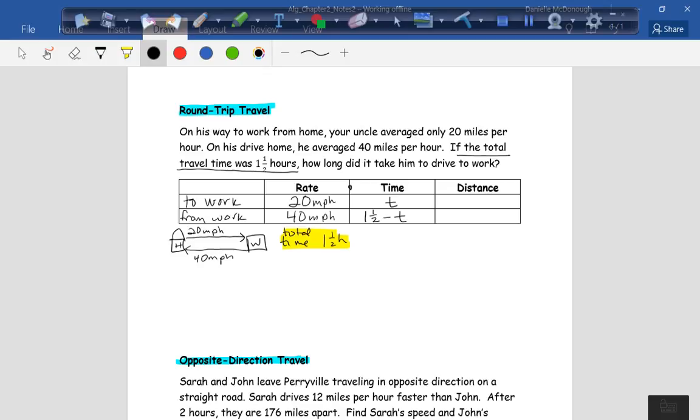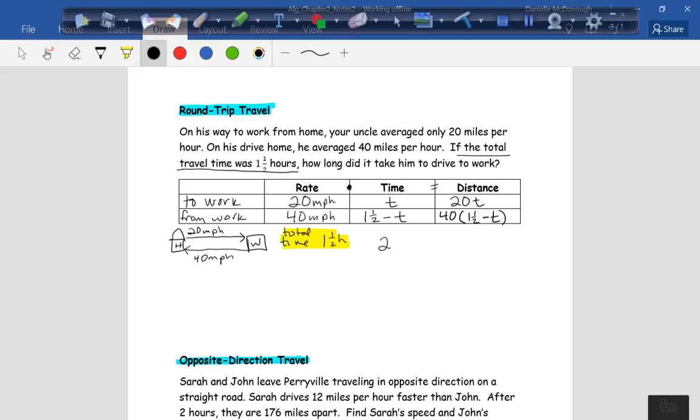Again, remember rate times time is equal to distance, so that's how we're going to get our distance here. This ends up being 20t, and down here it's going to be 40 times 1.5 minus t. And in this case, is the distance the same again? The answer to that question is yes, because it's going from home to work and work to home. So the distances are the same.